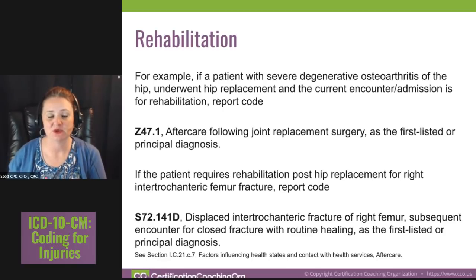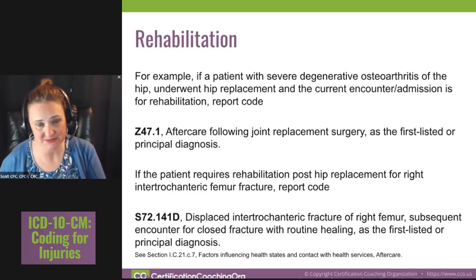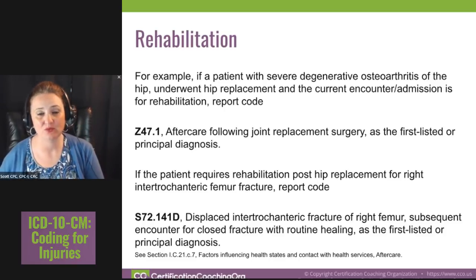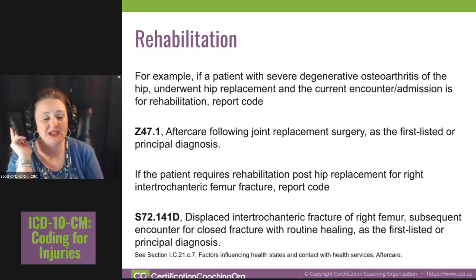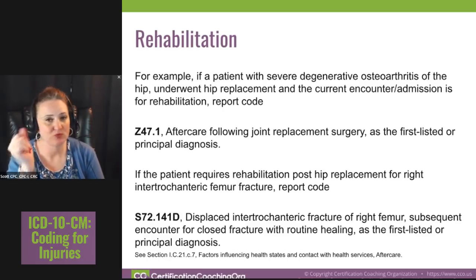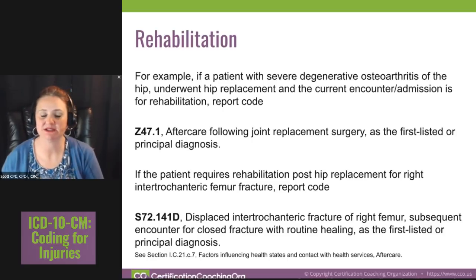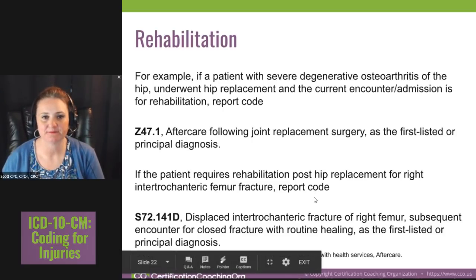However, osteoarthritis is not an injury, it's just a condition, part of a disease process, and these two people could be getting the exact same therapy. However, it's two different reasons. So you would use the aftercare code, but when the injury is involved, you don't. It's a real easy way to get tripped up on this, so make sure you pay attention to the details.